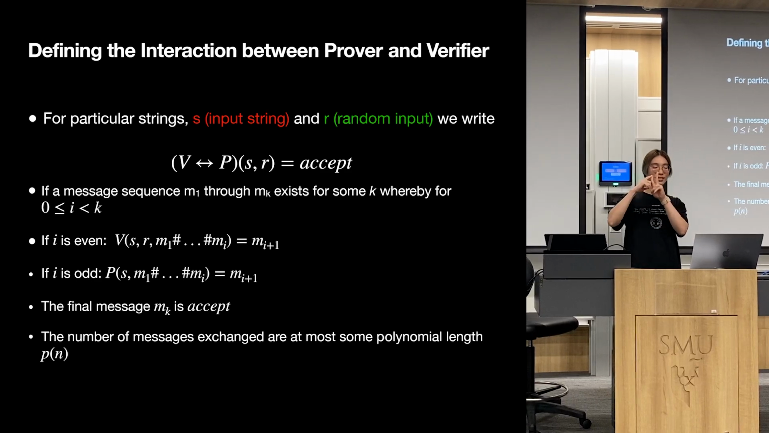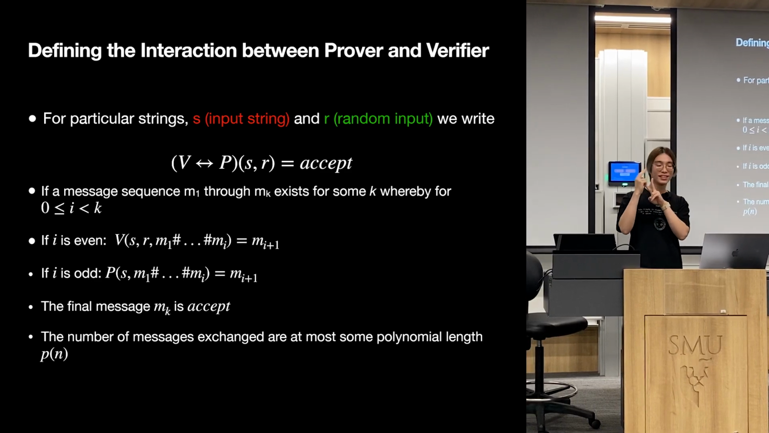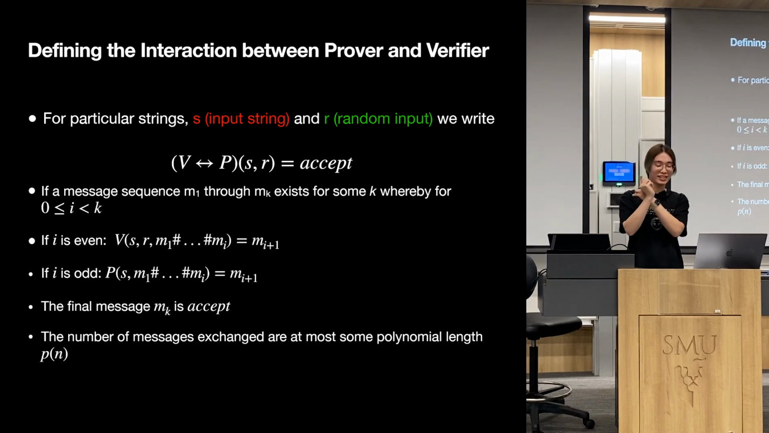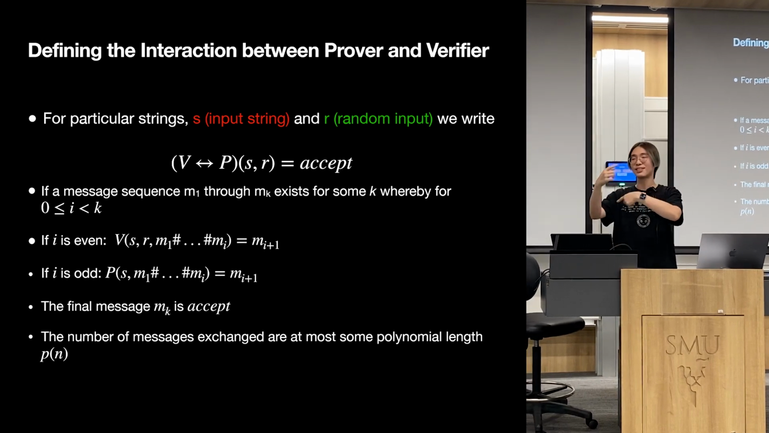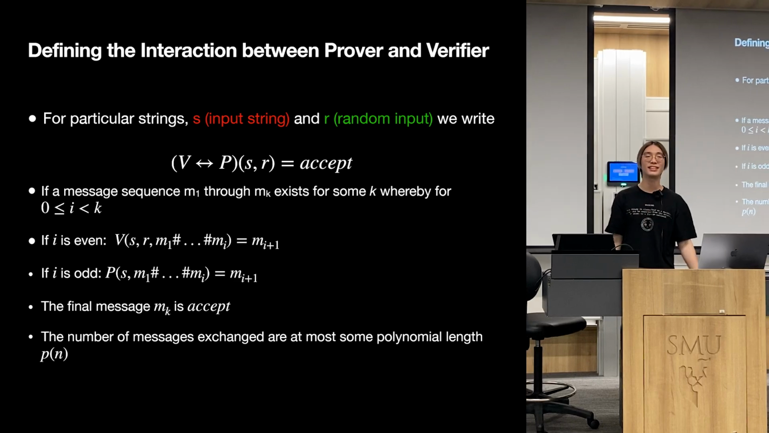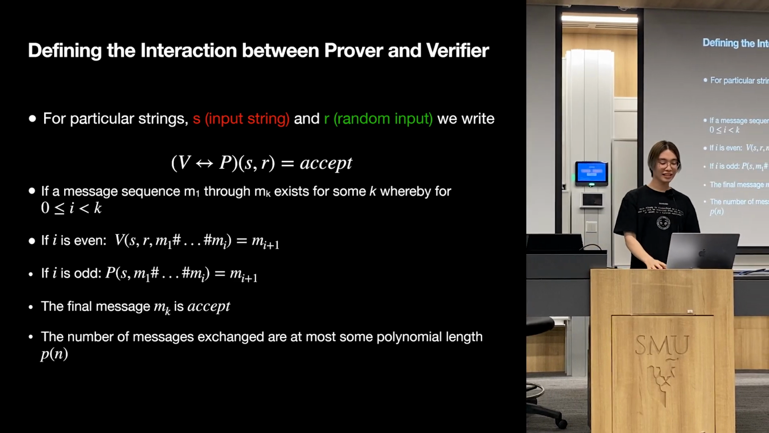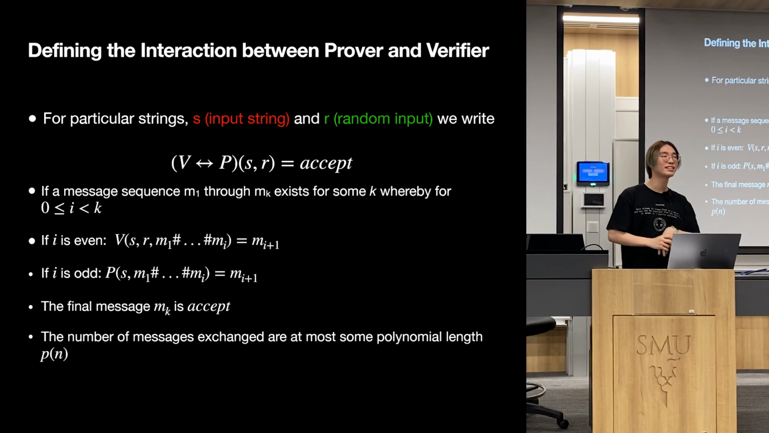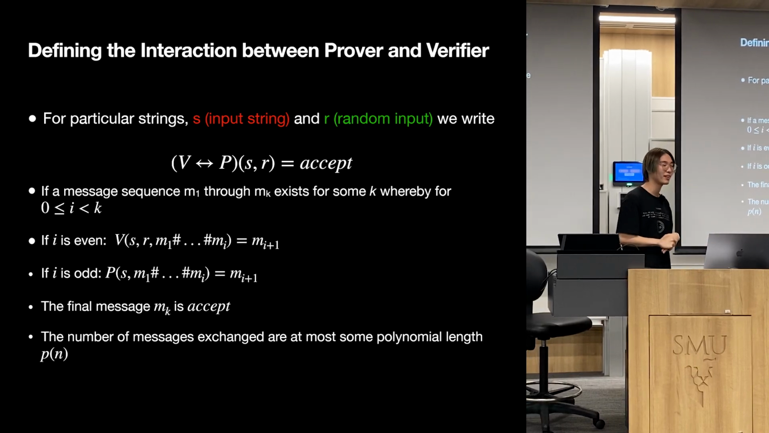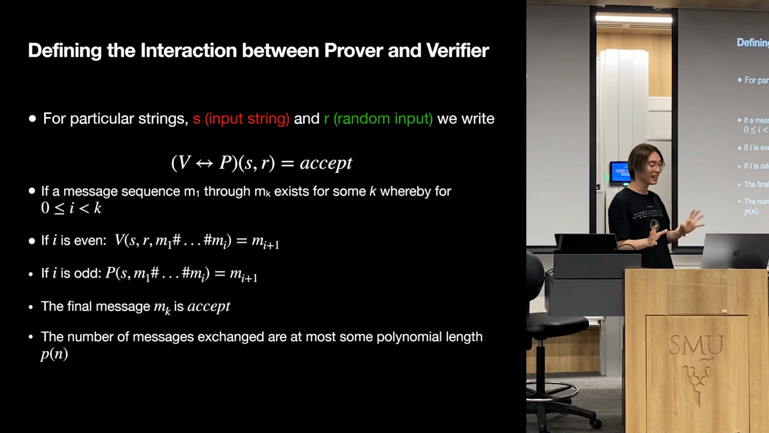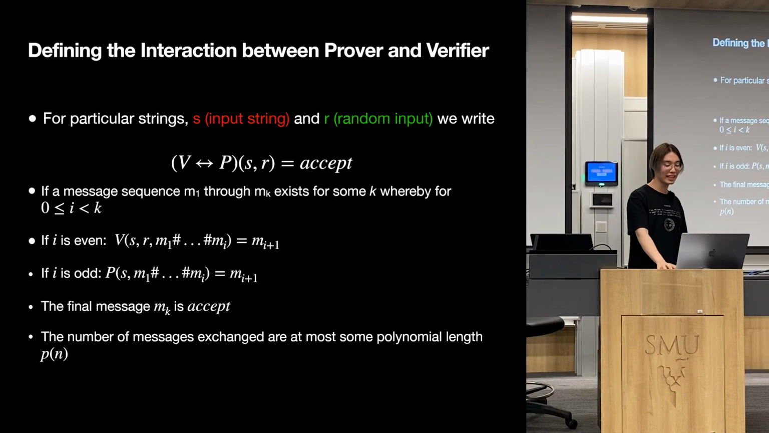So now we can define the interaction between the prover and the verifier, where essentially if it's even, so if you have 2 rounds, it means it's the verifier's turn. So if it's 1 round, it's the prover's turn. And so it basically keeps alternating as many rounds as needed until you get the right answer. And so in this case, the number of messages exchanged here is at most a polynomial length p(n). So it's a finite polynomial length.